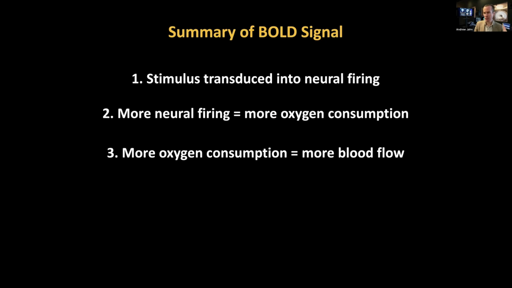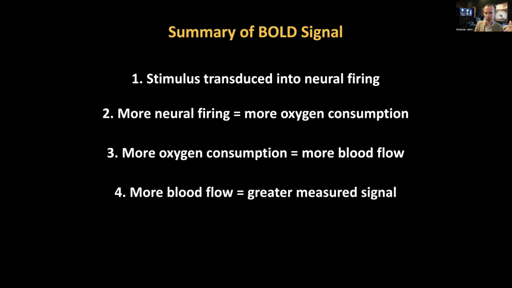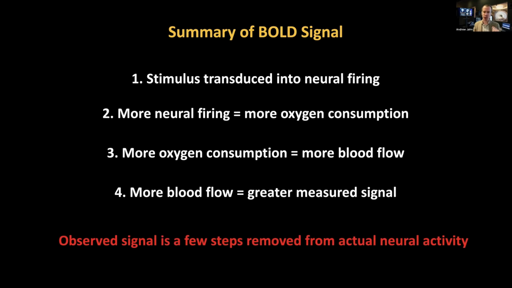because we have some kind of stimulus or some kind of mind wandering that's leading to some kind of neural firing. More neural firing needs more oxygen. Oxygen leads to more blood flow through neurovascular coupling. That in turn leads to greater measured signal or fluctuations in signal. And in this case, the observed signal is a few steps removed from actual neural activity. So that's what we're all familiar with. Most of us are familiar with.